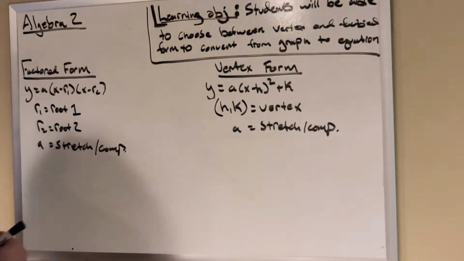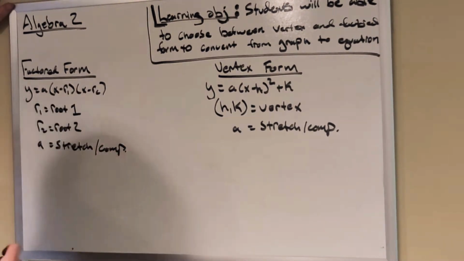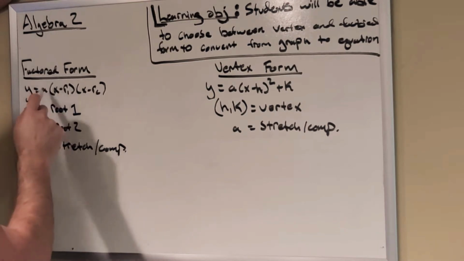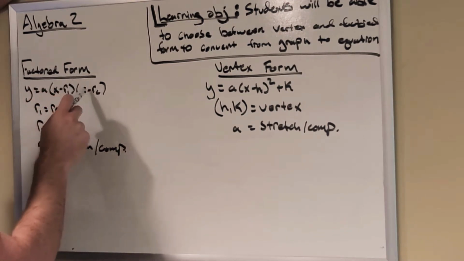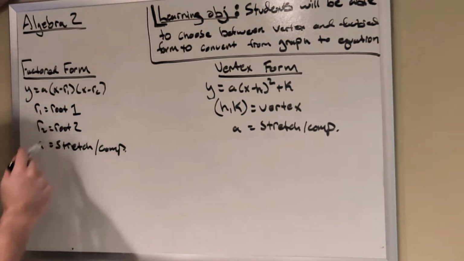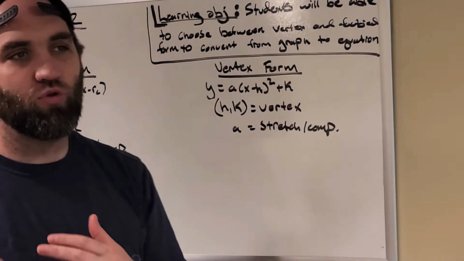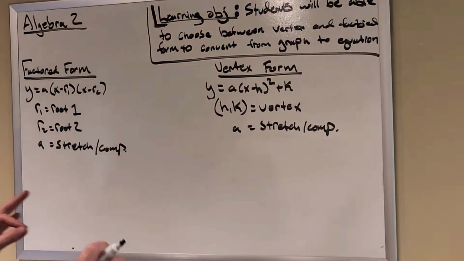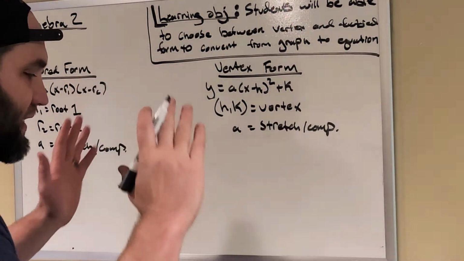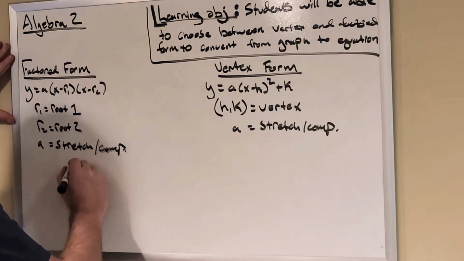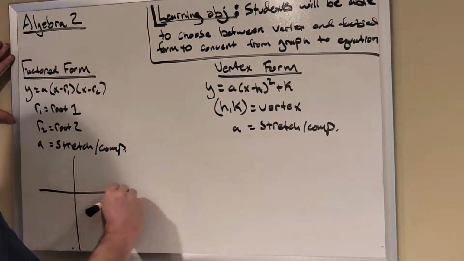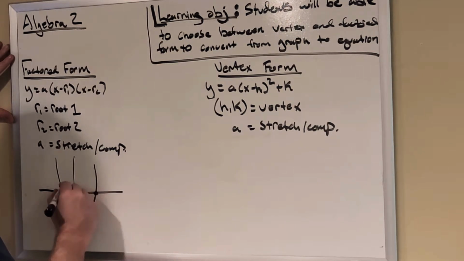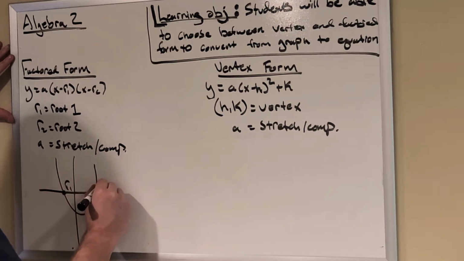Now, factored form I put over here. We have y equals a, which is our stretch or compression factor, times x minus r1 times x minus r2. R1 and R2 stand for root 1 and root 2. Okay, root 1, root 2, that's where the parabola crosses the x-axis.